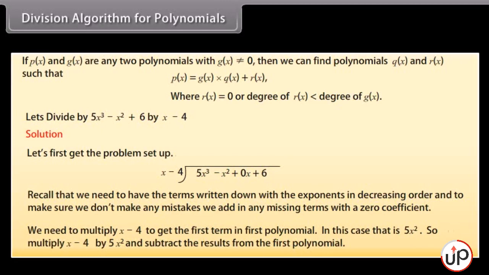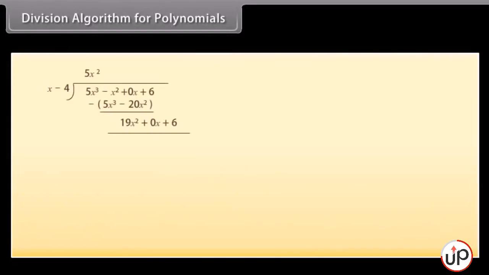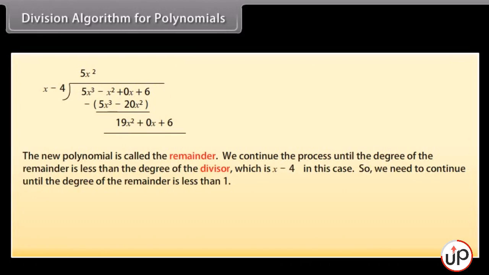We need to multiply x minus 4 to get the first term in the first polynomial. In this case, that is 5x square. So multiply x minus 4 by 5x square and subtract the result from the first polynomial. The new polynomial is called the remainder.